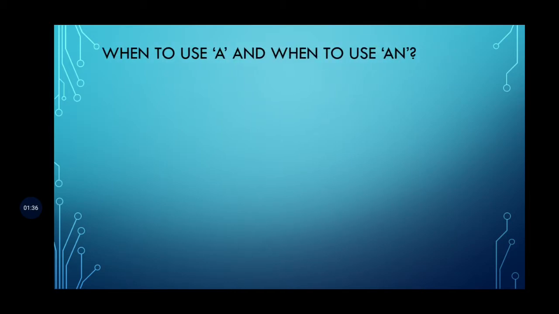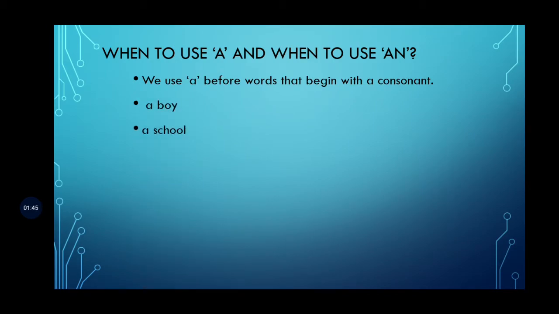Now I hope you have understood when we use a and when we use an. We use a before words that begin with a consonant. A boy, a school, a car. You can see boy begins with B, school begins with S, and car begins with C. B, S and C are the consonants. So we use a before the consonants.